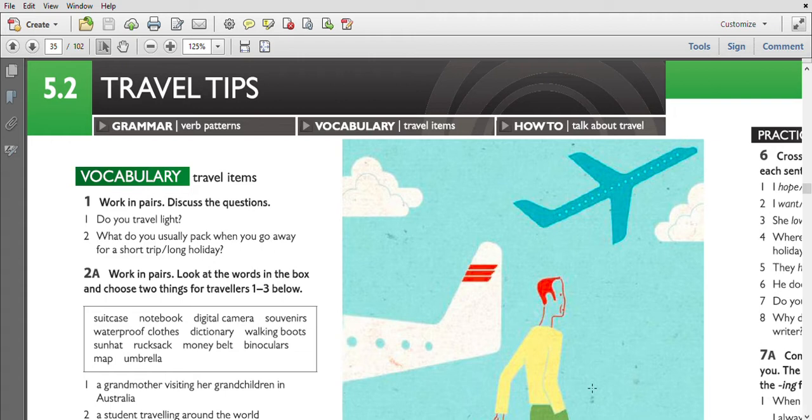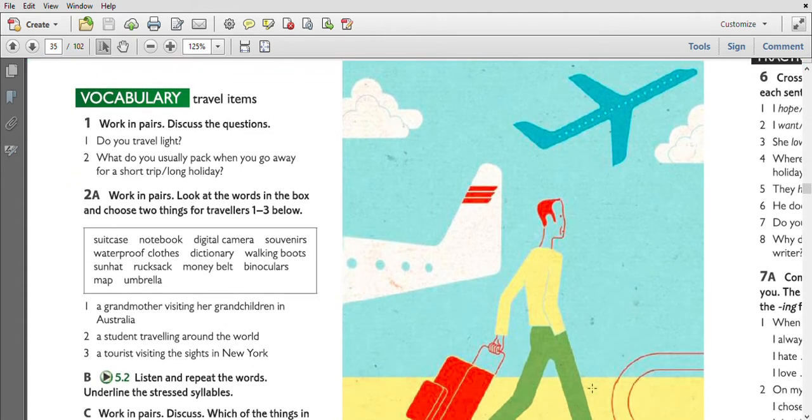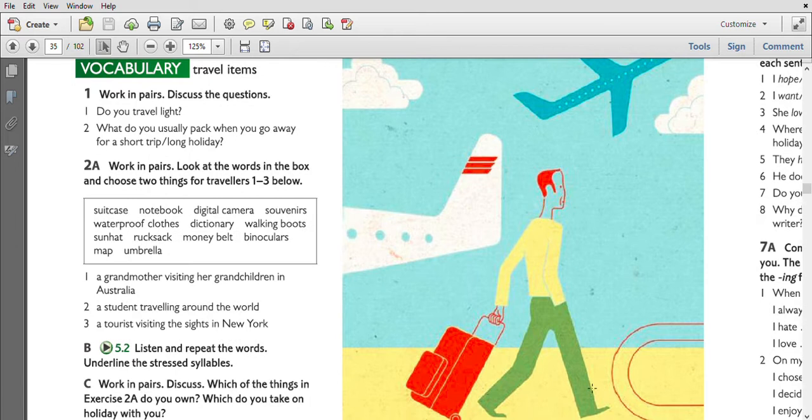The first one is vocabulary, and we have some words in exercise 2a. Look at the words in the box and choose two things for travelers 1 to 3 below. So: suitcase, notebook, digital camera, souvenirs, waterproof clothes, dictionary, walking boots, sun hat, rucksack, money belt, binoculars, map, umbrella. And we will have the first one.